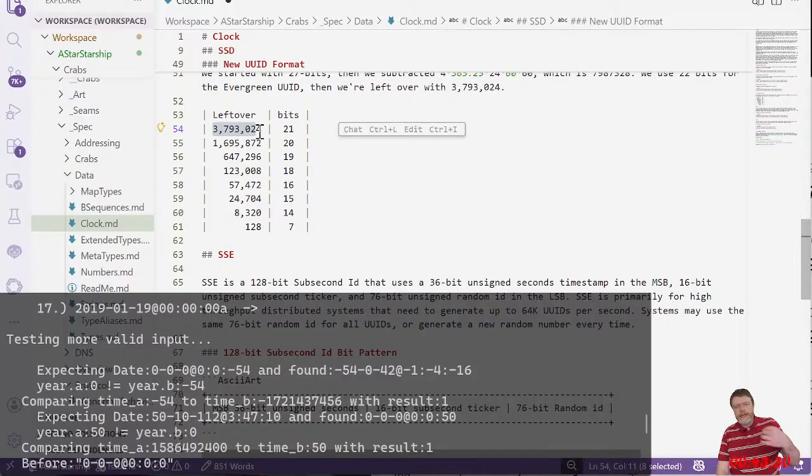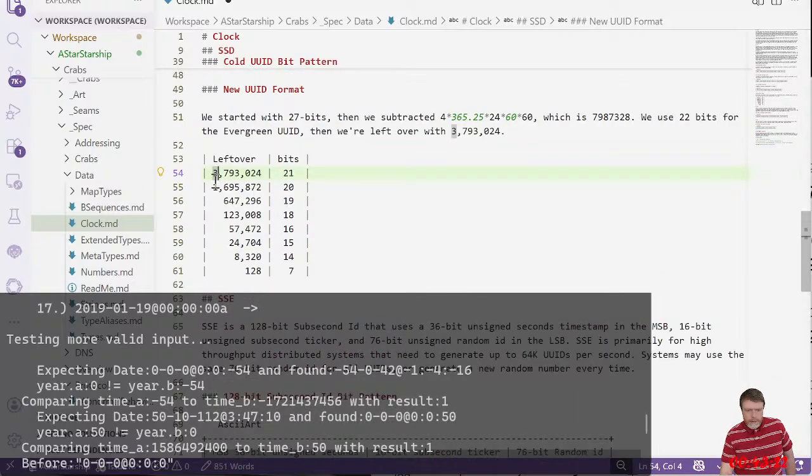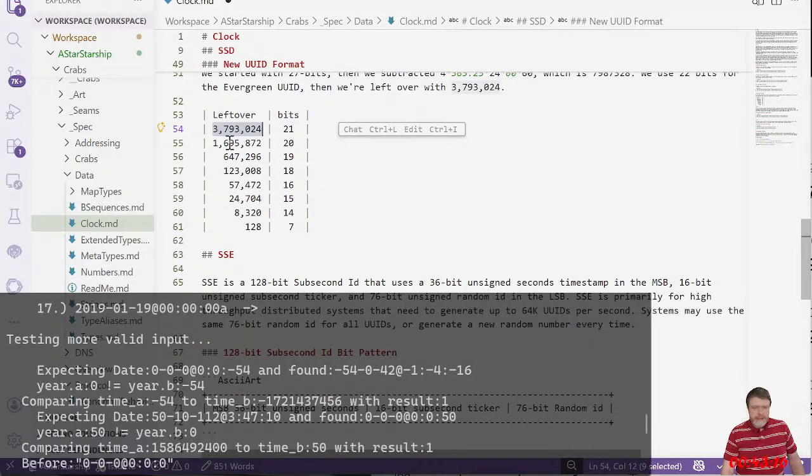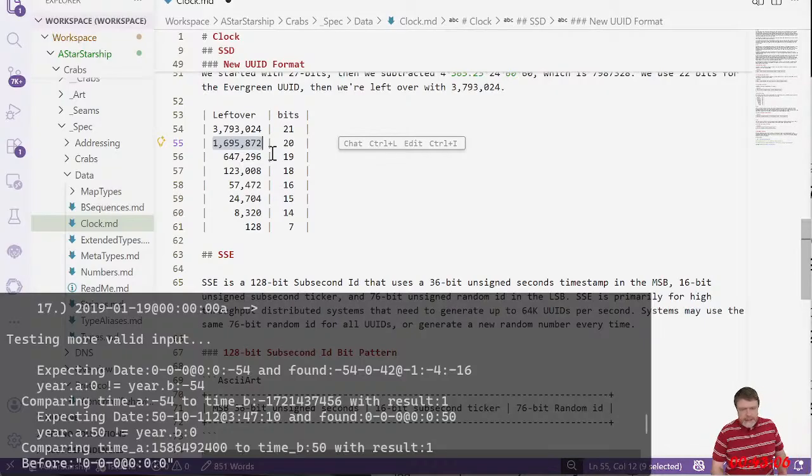So if it's in between, let's say, going back to the 0 origin, if it's in between 0 and this number, then it is the evergreen ID. If it's between this number plus this number, then it's some other type of ID. And then it's going to have 20 bits in it.